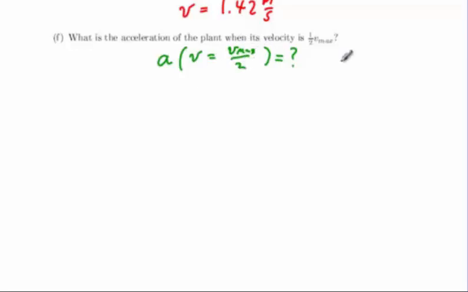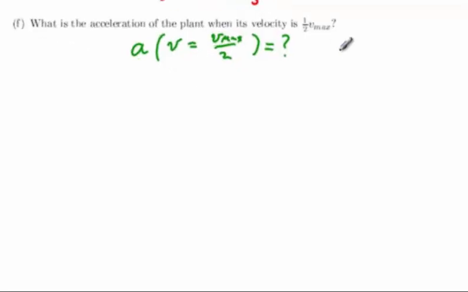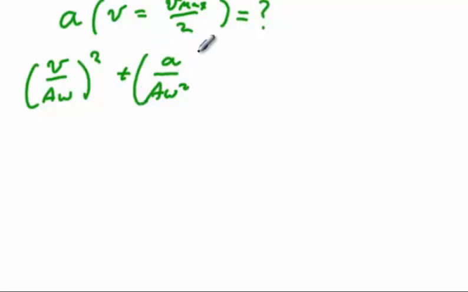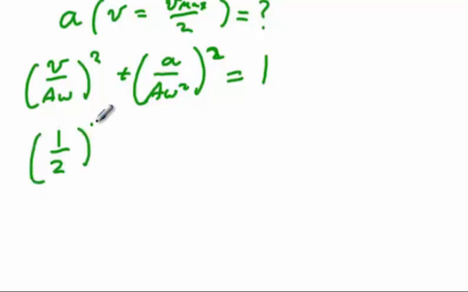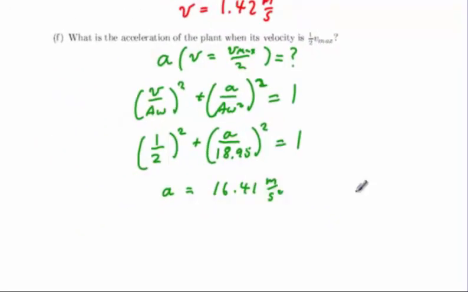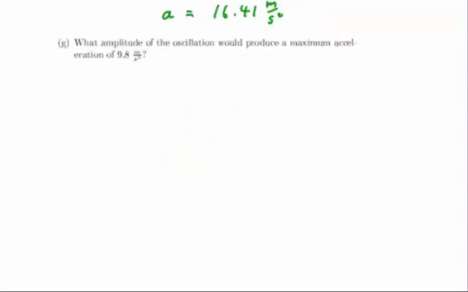To solve this question, we need to find the relationship between the velocity and the acceleration, and we recognize again this follows the trigonometric identity that the velocity over its maximum, squared, plus the acceleration over its maximum, squared, will be equal to 1. Since we're asked to find the moment when v is equal to half of its maximum, the first term is simply 1/2 quantity squared, and the acceleration turns out to be 16.41 meters per second squared, less than the maximum of 18.95, as it must be.